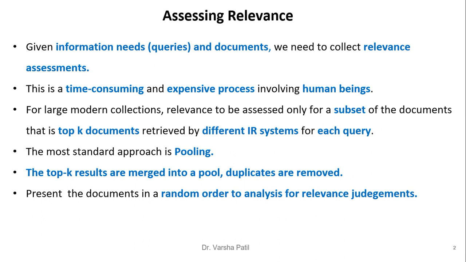Assessing relevance. Given information needs and documents, we need to collect relevance assessments. This is a time consuming and expensive process involving human beings. For large modern collections, relevance is assessed only for a subset of the documents, that is, the top K documents retrieved by different IR systems for each query. The most standard approach is pooling. The top K results are merged into a pool, and duplicates are removed. The documents are presented in random order to the assessors for relevance judgment.